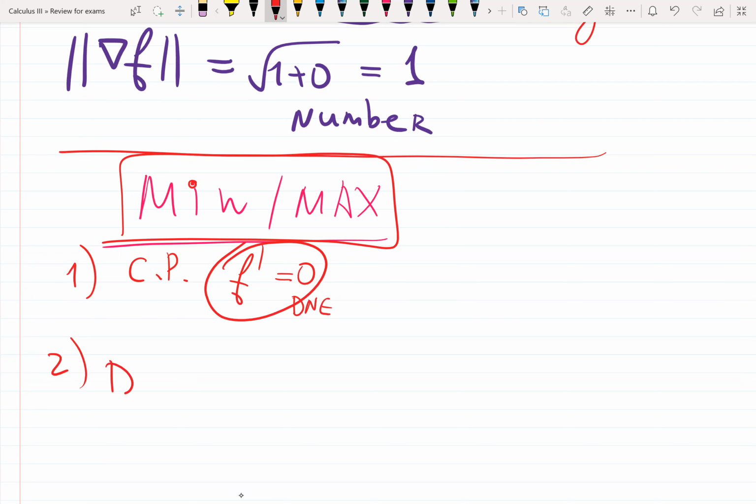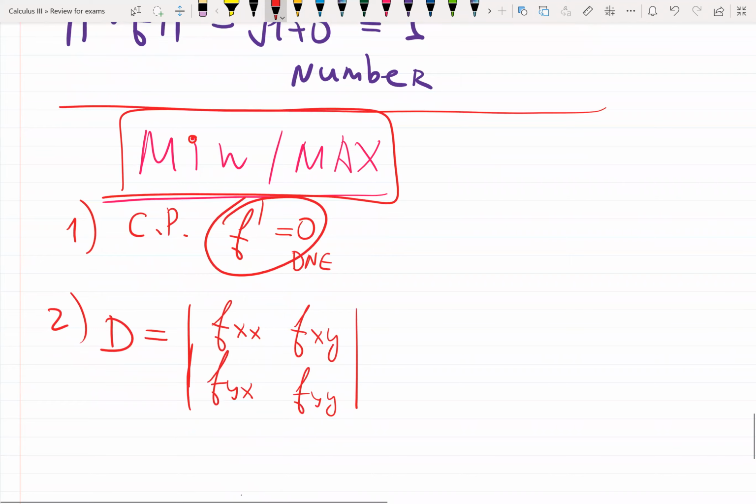And then we build this determinant of the matrix. Second partial derivatives: xx, xy, yx, yy. That's the determinant of the matrix.